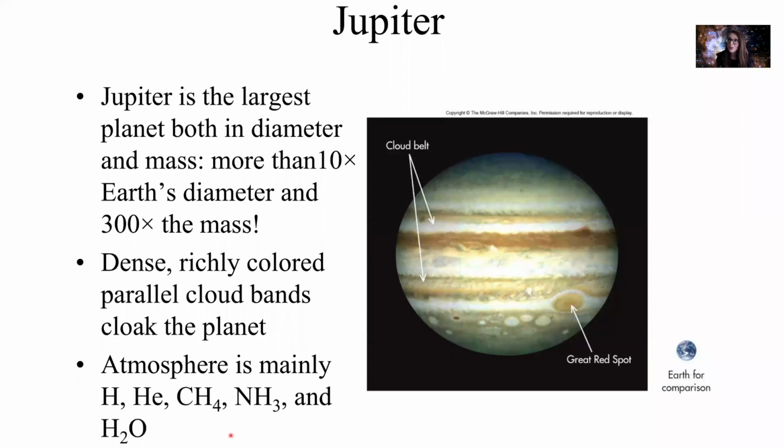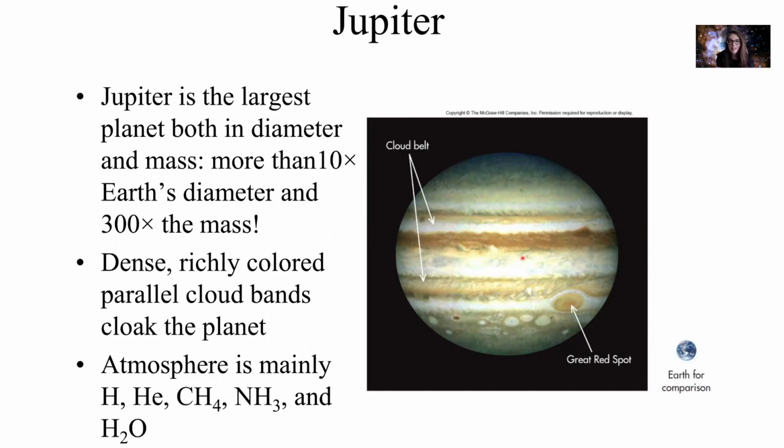So let's start with Jupiter, the largest of all of our planets, the king of the planets. Jupiter is the largest planet both in diameter and mass. It's more than 10 times the Earth's diameter and 300 times the Earth's mass. So here's our Earth for comparison to Jupiter. And we have Jupiter's Great Red Spot, which is essentially a large hurricane that's been on Jupiter for more than 300 years. That giant spot is about the size of Earth itself.